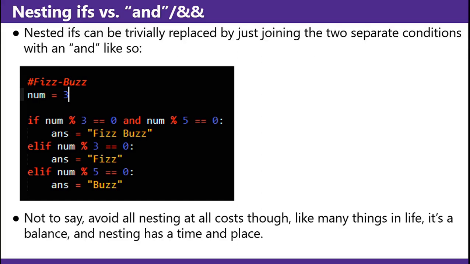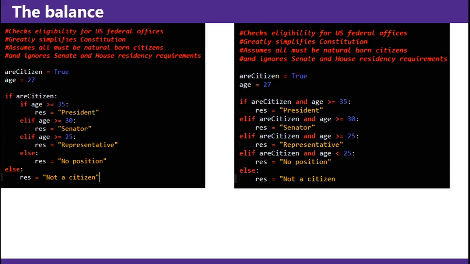Not to say avoid all nesting at all costs, though. Like many things in life, it's a balance, and nesting has a time and place. The balance. This checks eligibility for U.S. federal offices, and it greatly simplifies the Constitution, as it just says, are you a citizen, what's your age?